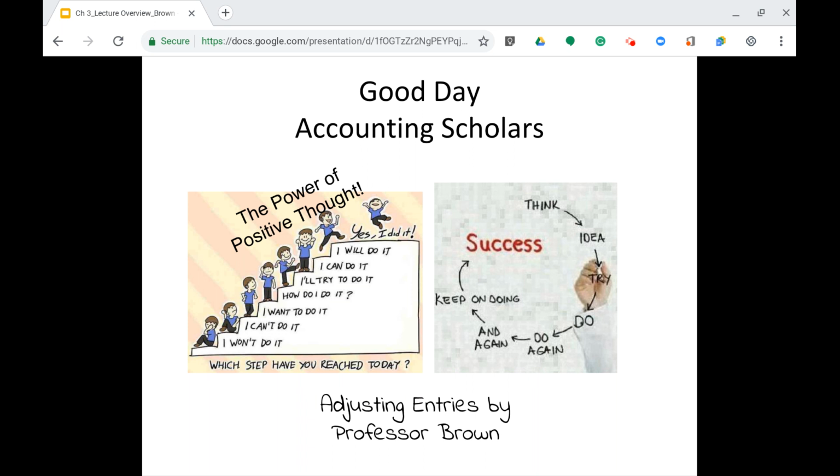Success starts with thinking about wanting to be successful, coming up with an idea to try and to do it, and to then come up with another idea because that one didn't work, and just to repeat it until you actually get to the top of the staircase. You can do anything that you decide. So don't get frustrated with this process. Once you learn, you're going to say, oh my God, I can't believe I sweated over this. Just keep going.